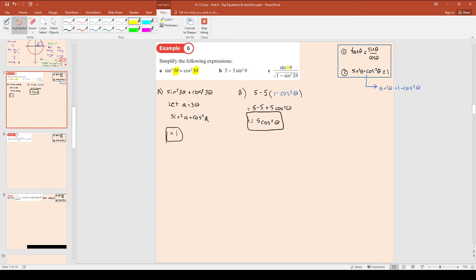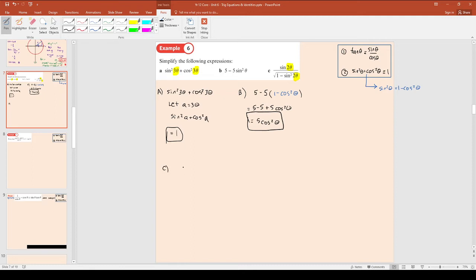Now, I'm not going to make the substitution this time. Can you see how it says 2 theta and 2 theta? I'm actually going to maintain those throughout. I'm not going to say let A equal 2 theta. I'm just going to solve it directly. So here we go for C.